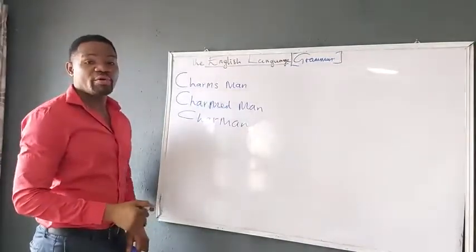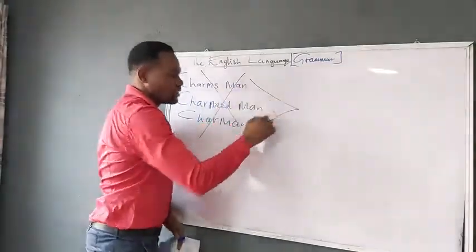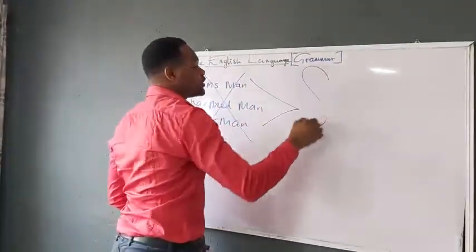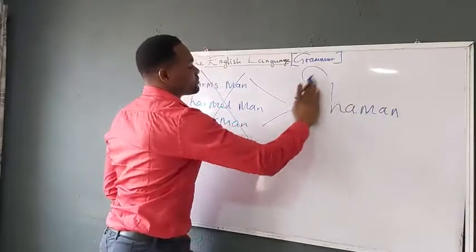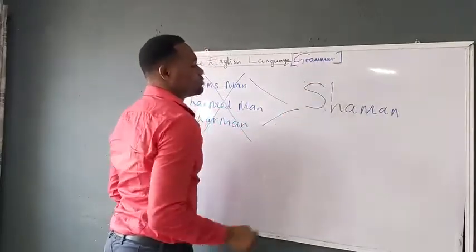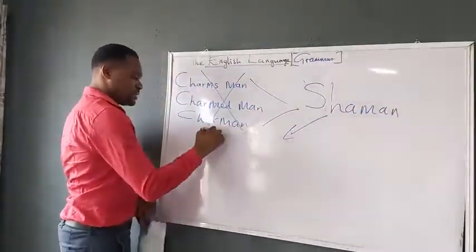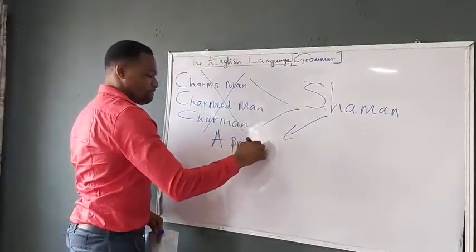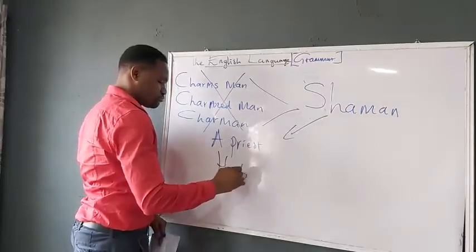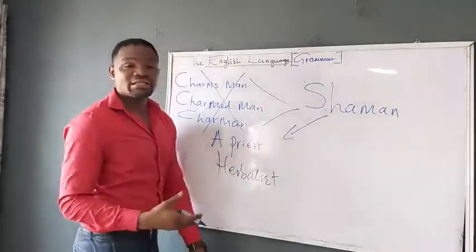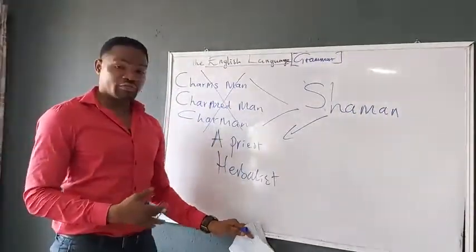I tried everything possible to explain that nothing of the sort exists in the English language. So all we have is shaman. Okay? Shaman. And who is a shaman? A shaman is a priest or herbalist, or that particular person who has the power to talk to God and evil spirits and to cure.